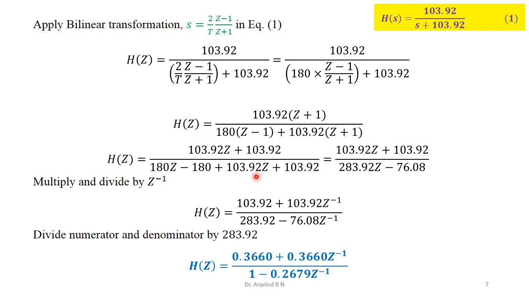180z and 103.92z are common, so add them together. Minus 180 plus 103.92, simplify that, and then we have the answer: 103.92z plus 103.92 divided by 283.92z minus 76.08.